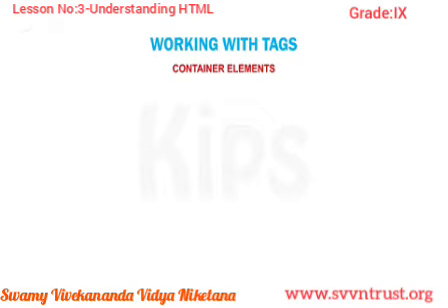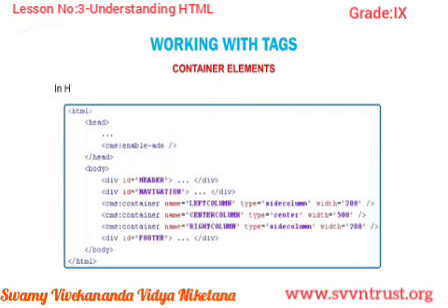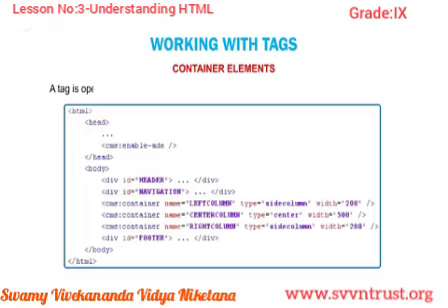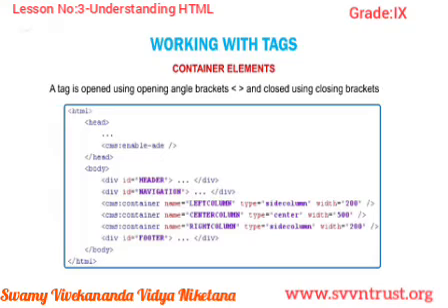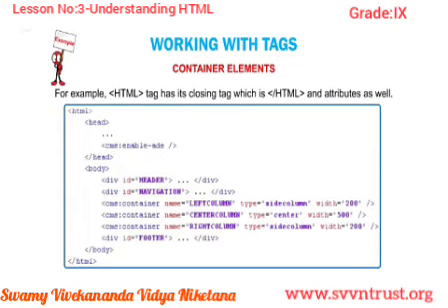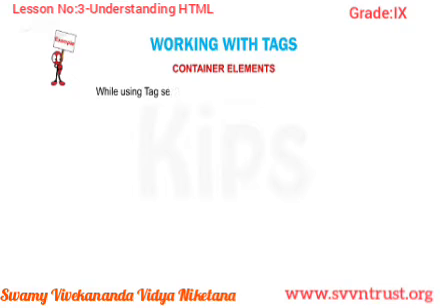Let's talk about container elements. In HTML, the tags that include both on and off tags are called container elements. A tag is opened using opening angle brackets and closed using closing brackets. For example, the HTML tag has its closing tag, which is /HTML in angle brackets, and attributes as well.